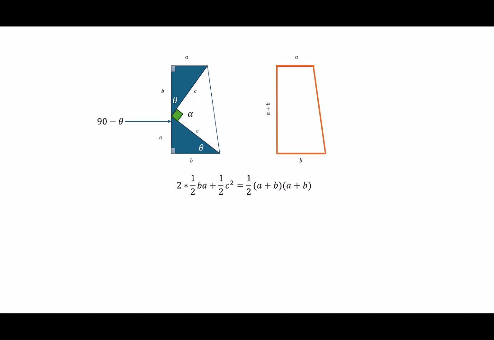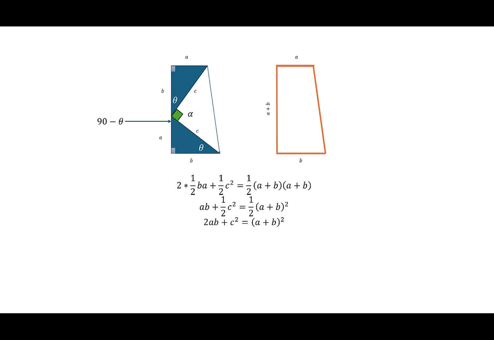The first thing I can do is multiply 2 times 1/2, and instead of having BA, I'm going to switch that to AB. Now I have AB plus 1/2 of C squared is 1/2 of (A plus B) squared. Let's clear those fractions by multiplying everything by 2. Now 2AB plus C squared is equal to (A plus B) squared.